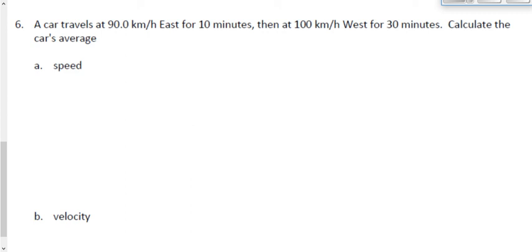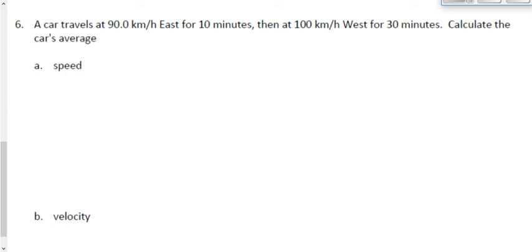Okay, we're taking a look at question number 6 here. It says a car travels 90 kilometers per hour east for 10 minutes, then 100 kilometers per hour west for 30 minutes. Calculate the average speed and the average velocity. Once again, we'll just write down all our givens together. We'll do it once. Then we don't have to repeat it for question B.